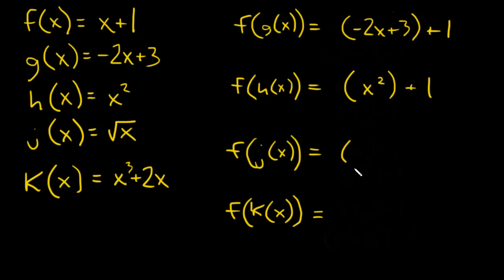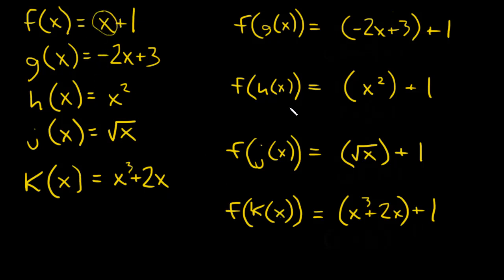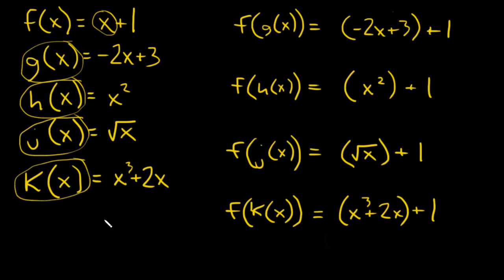The next one, f of j of x, is root x plus 1. And finally, for f of k of x, I get x cubed plus 2x plus 1. I'm just substituting in wherever there's an x in my original expression. When I do f of g of x, I substitute g of x in for that. F of h of x, I substitute h of x for that. J of x, the same. And finally, k of x is done identically.